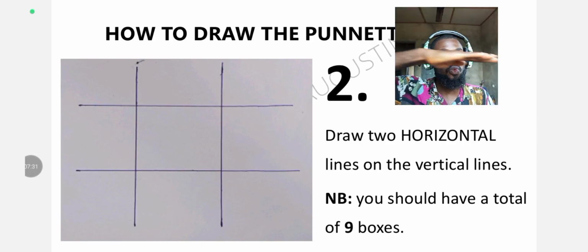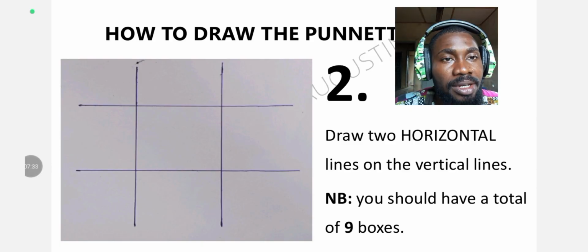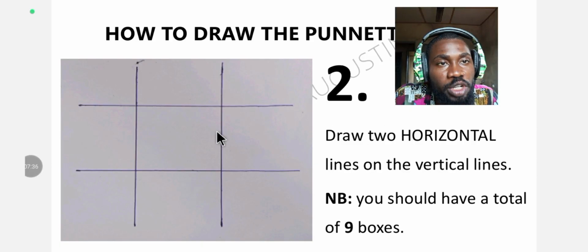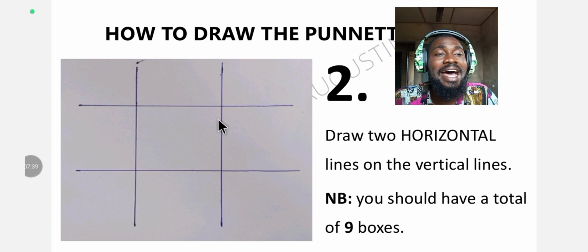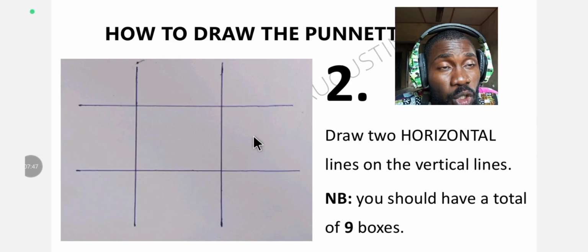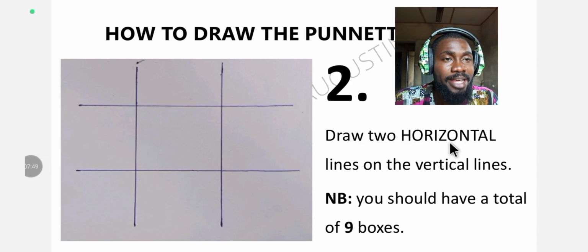You are going to draw two horizontal lines on the vertical lines, as illustrated in the diagram located at the left hand side of this screen. Look at the left hand side of your screen, you are going to see a diagram there. That diagram is an illustration of what I'm talking about. It's very easy. So let's move on to the third step.